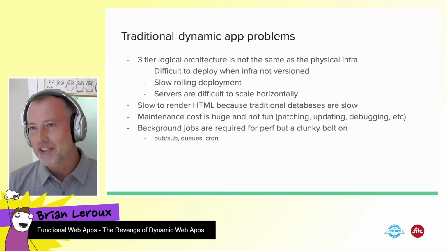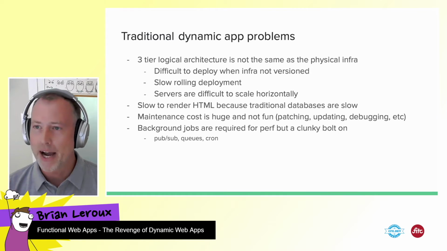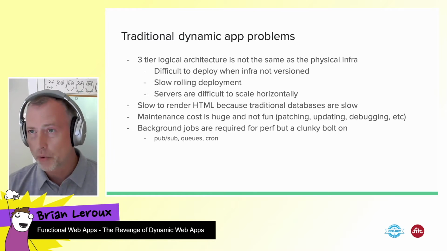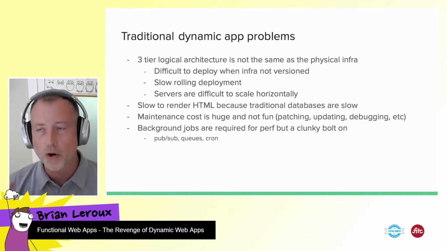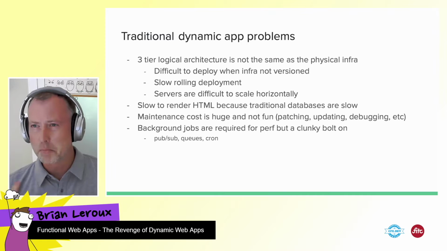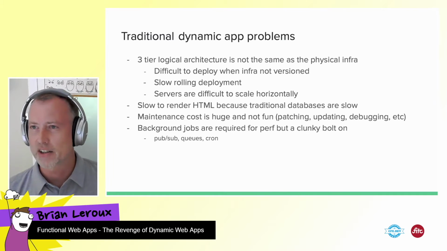The other part about this is there's a lot of tasks that have to happen in the background when you're building these types of applications. You're going to need primitives for doing queuing, eventing like PubSub or cron tasks that run on a regular schedule. And none of these 3-tier architectures really take that into account. And so you end up bolting this stuff on the side and it gets kind of clunky.